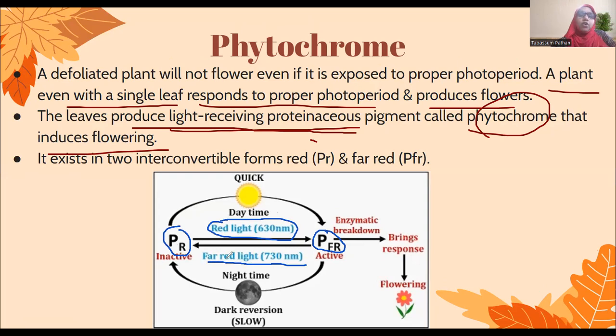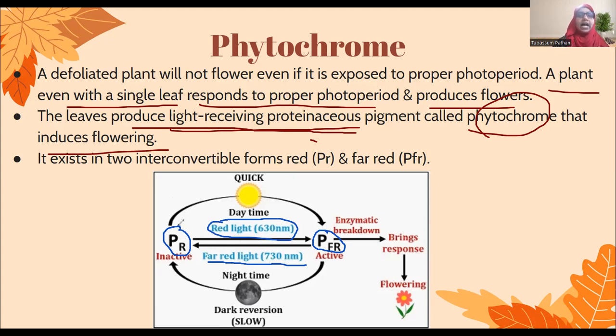I hope you are aware of the visible spectrum. You might have studied it in physics in lower standards, and in 11th and 12th you will be studying it in detail. Okay, so two interconvertible forms of this pigment. One, PR, receives light in the red region of the visible spectrum at 630 nanometer, and another absorbs light at 730 nanometer.